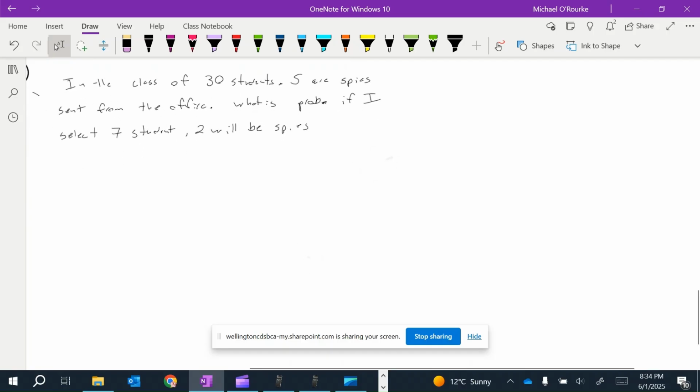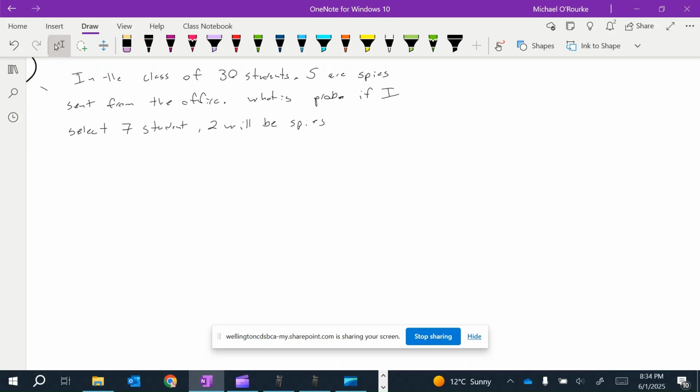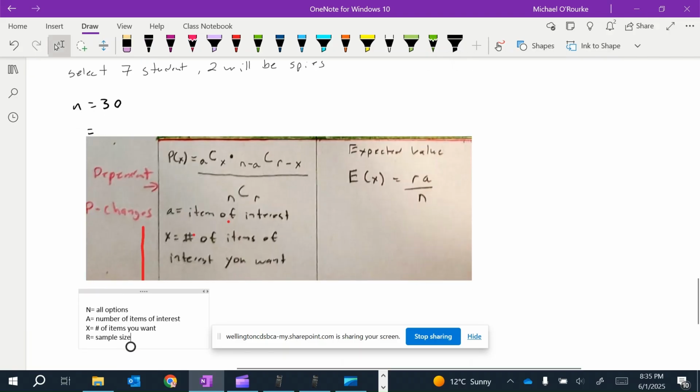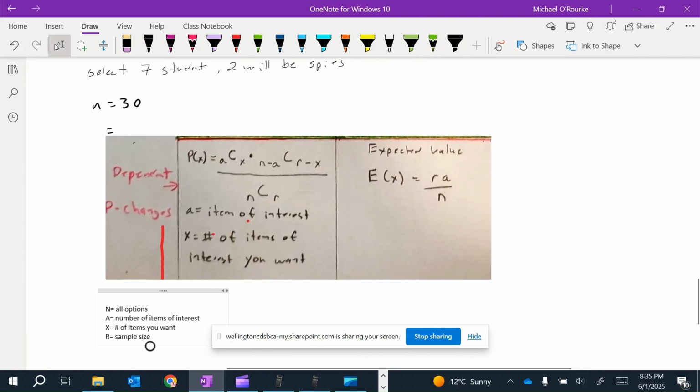Do 2 more. We'll do this easy one, and we'll do a harder one. So in a class of 30 students, 5 are spies sent from the office. What is the probability if I select 7 students, 2 will be spies? All right, so my full sample is 30. My item of interest is going to be 5. That's my spies around. My sample size is going to be 7. And the number that I want is 2.